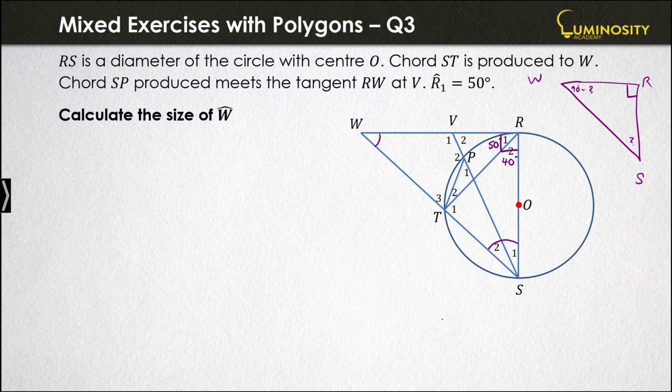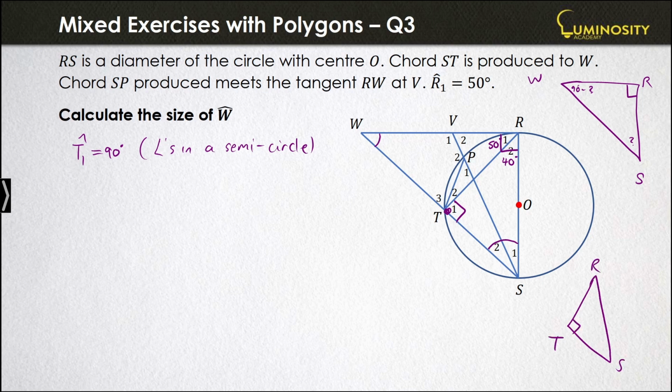Well, first of all, I know that angle T1, this angle here, must be 90 degrees. And the reason for that is angles in a semicircle, because we have the diameter RS subtending to the point T on the circumference. So therefore that is a 90 degree angle. So now we have another right angle triangle, TRS, and we know that this angle R here is 40 degrees. So therefore this angle S here must be 50 degrees. So this entire angle is 50 degrees. Therefore 90 minus 50 is 40 degrees, so this angle here must be 40 degrees.